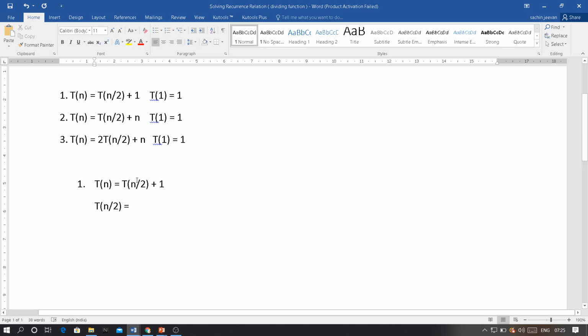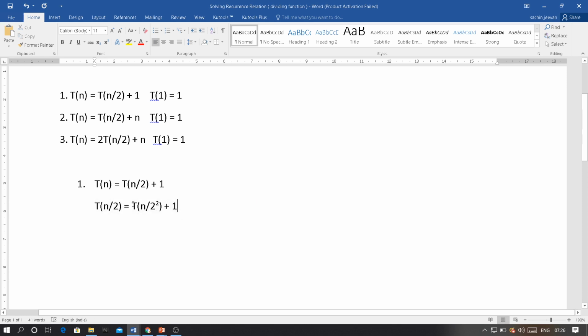When T of n is equal to T of n divided by 2 plus 1, then T of n divided by 2 will be T of n divided by 2 whole divided by 2, which means this is converted to T of n divided by 2 square, because 2 into 2 means 2 square. So this is equal to T of n divided by 2 square plus 1. This is the expansion of T of n divided by 2.